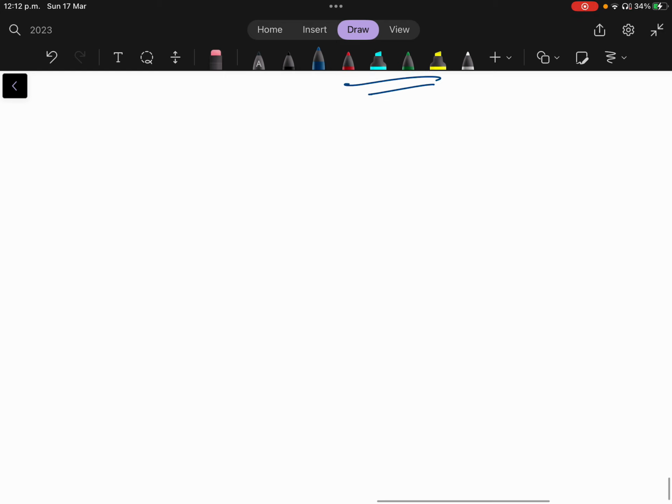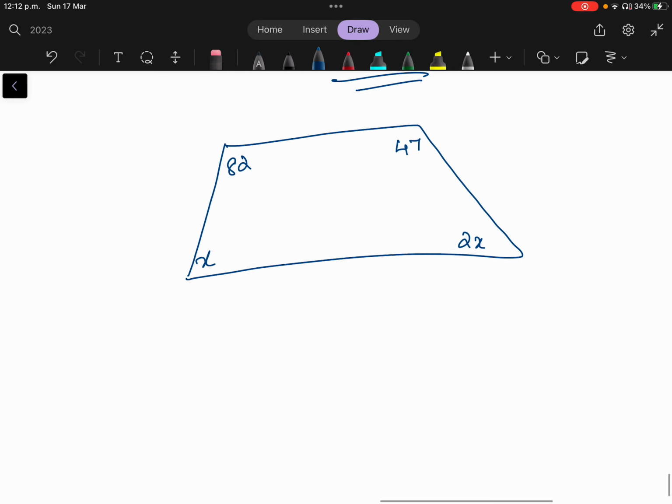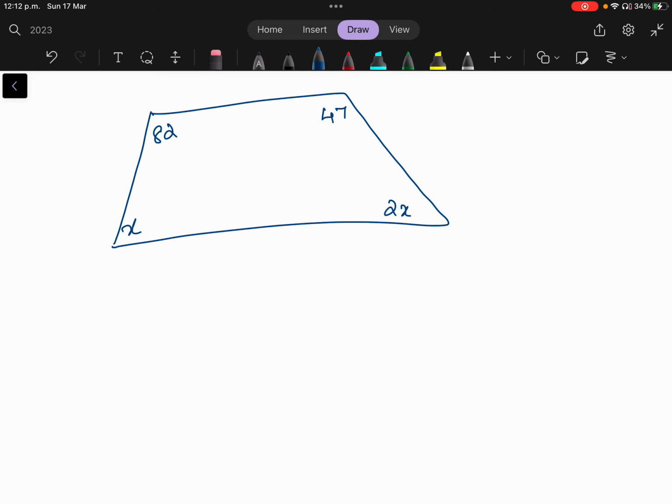Okay, now there can be algebra mixed with this, that is another thing. So if you have a quadrilateral like this, and you have 82, you have x here, you have 2x here, you have 47 here. Okay, now what can we do with this? Now here, all the angles of the quadrilateral add up to 360 degree. So what you have is 82 plus 47 plus x plus 2x is equal to 360 degree.